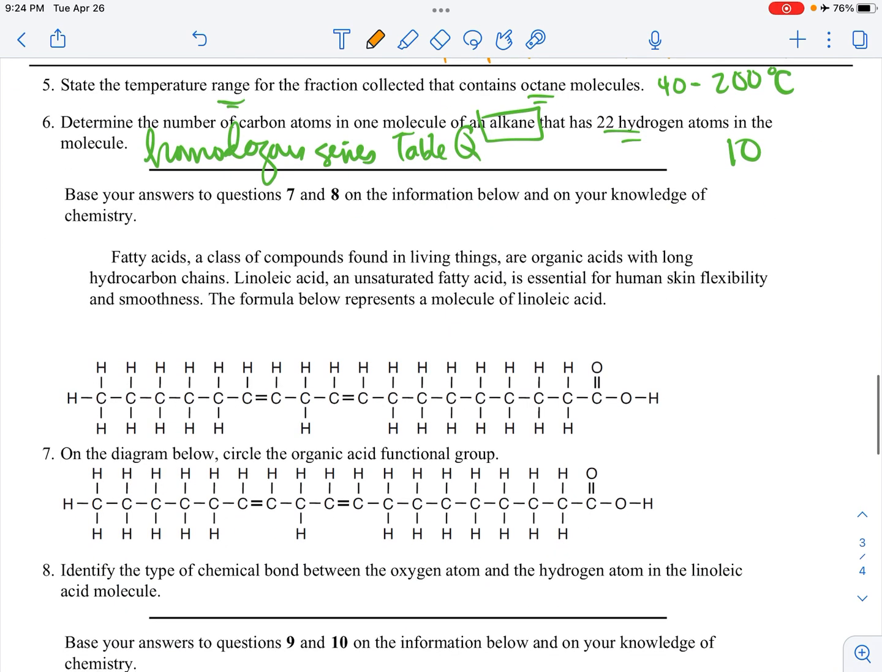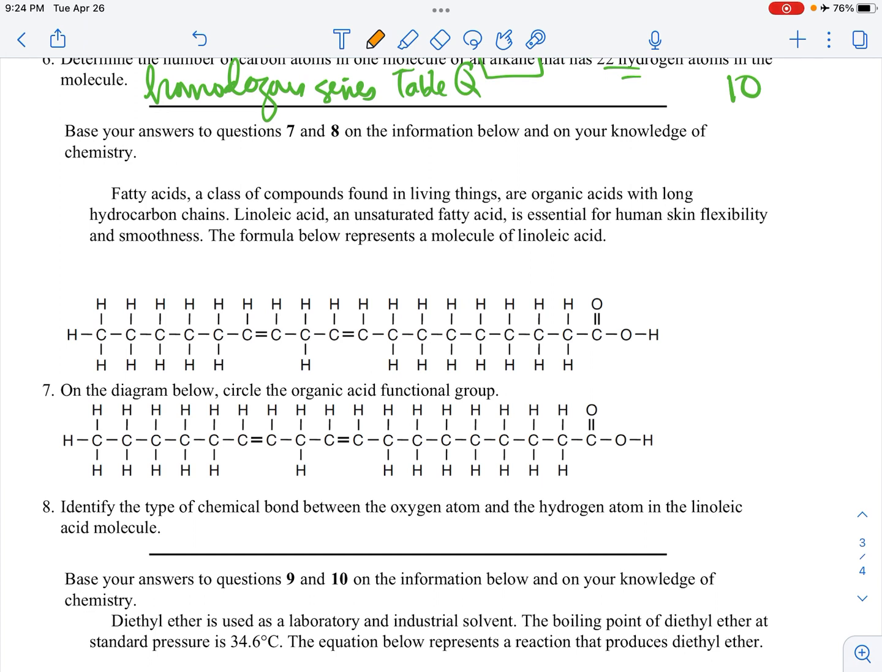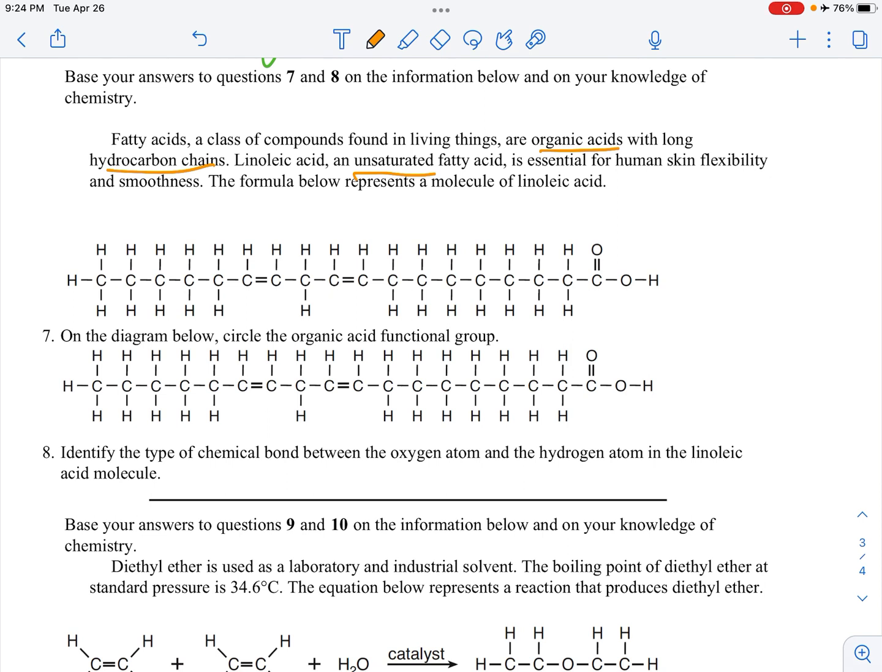Okay. Base your answers to 7 and 8 on the information below and your knowledge of chemistry. Fatty acids, a class of compounds found in living things, are organic acids with long hydrocarbon chains. Linoleic acid, which is an unsaturated fatty acid, is essential for human skin flexibility and smoothness. The formula below represents a molecule of linoleic acid. So here it is. It is crazy long. Number 7, it says, circle the organic acid functional group.